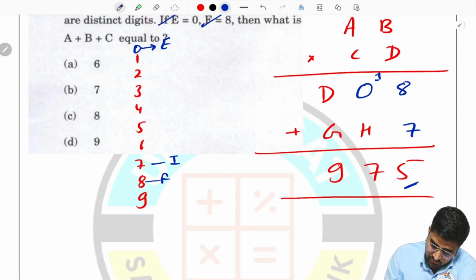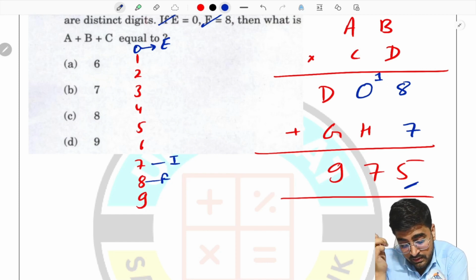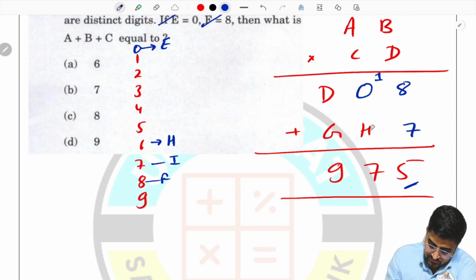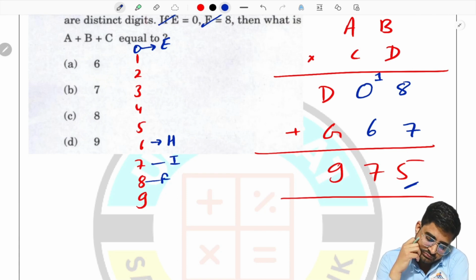Now here the hidden thing is 1 is the carry forward. Now we have H, so 1 is there and the answer is 7, so H should be 6. H should be the 6. Okay, so we have the 7.